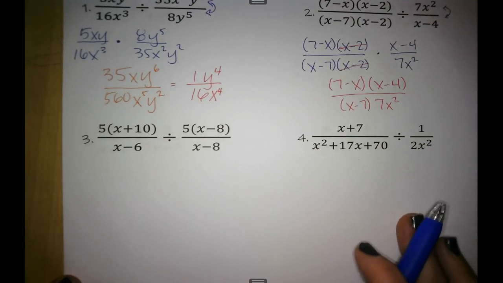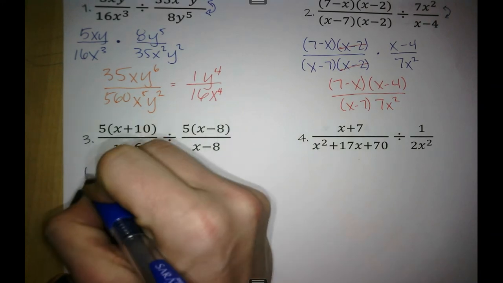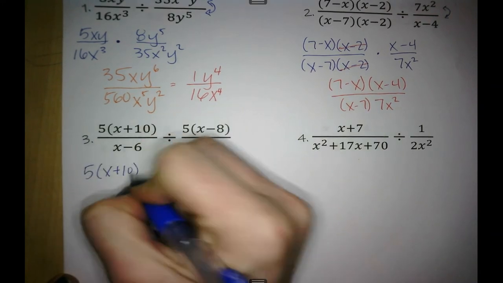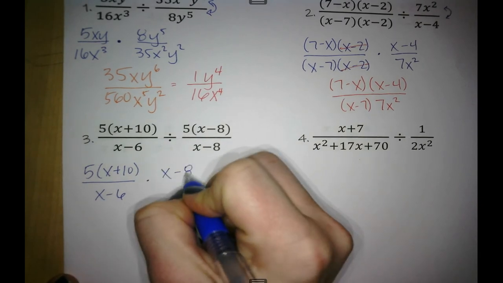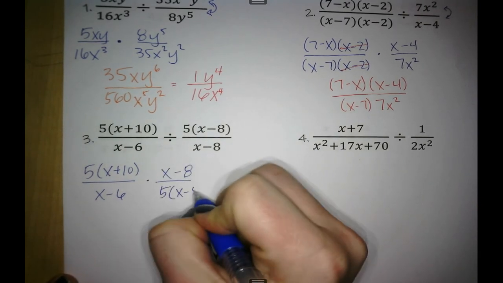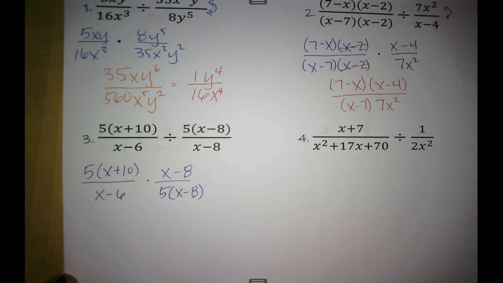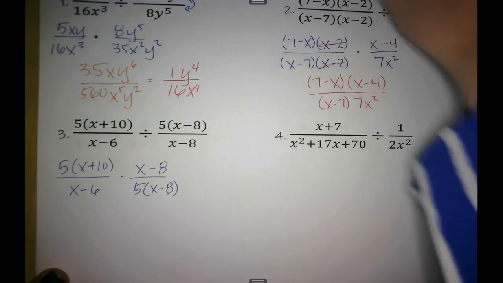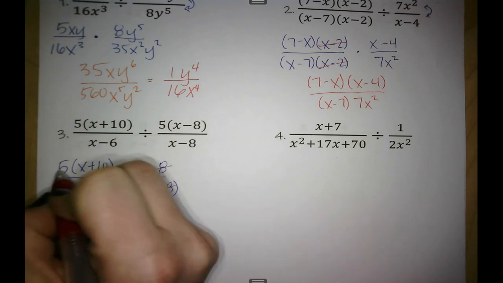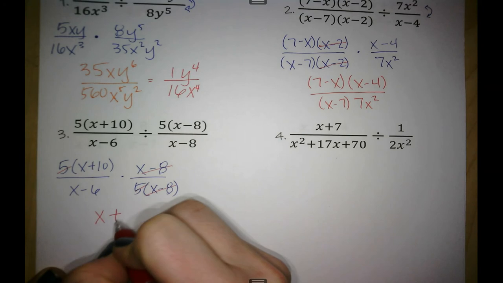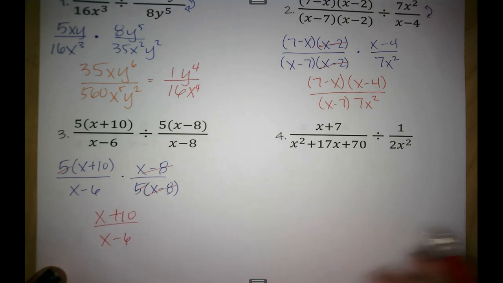Okay. We got number 3. Again, it is already factored for you. So we're going to rewrite that first one, x minus 6, and then flip the second one, x minus 8. And then we can start eliminating that 5 and that 5. So we are left with x plus 10 on top, x minus 6 on bottom.